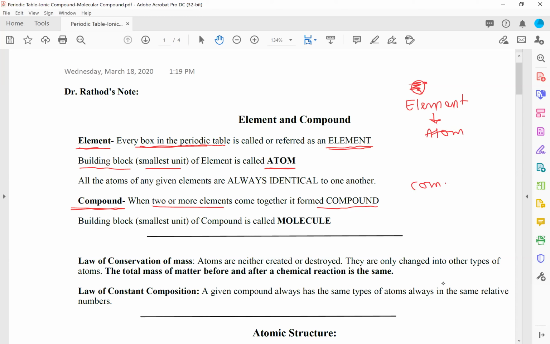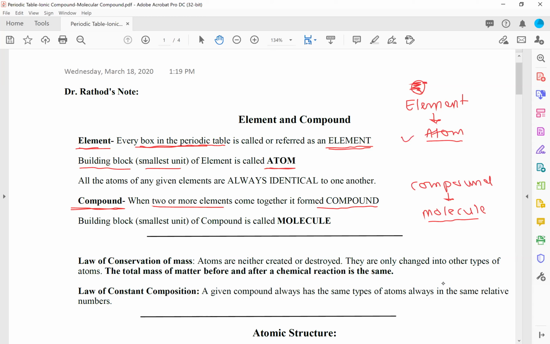For a compound, the tiniest particle of a compound that has the same characteristics is called a molecule. So these are the terms that you should be able to understand. What is an atom? An atom refers to the smallest particle of an element. What do we call a molecule? A molecule is the smallest particle of a compound.